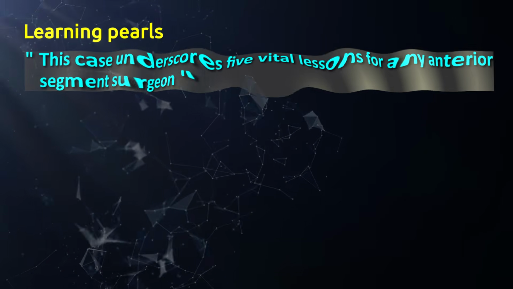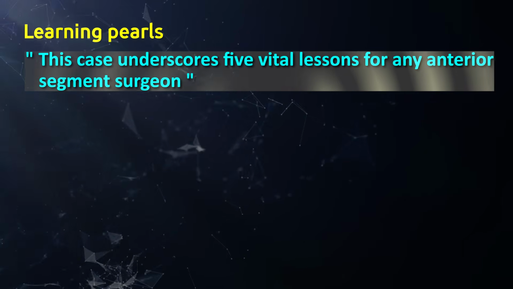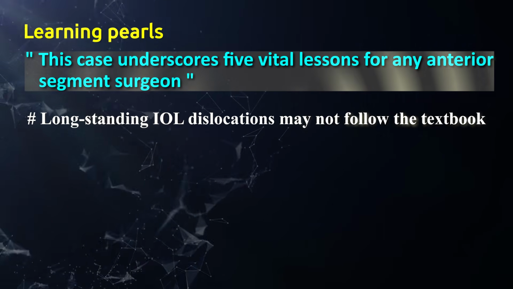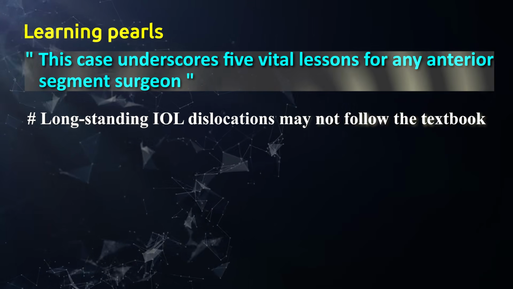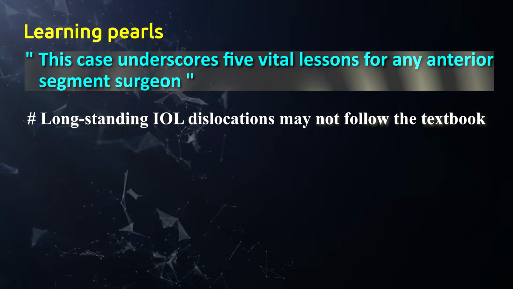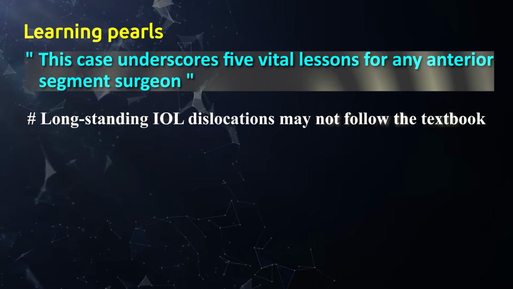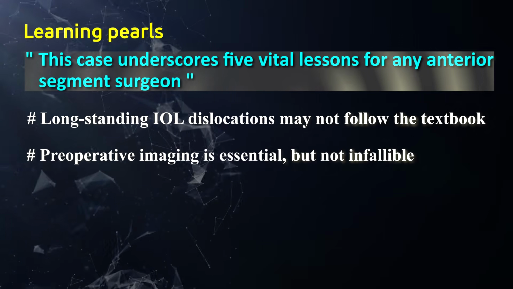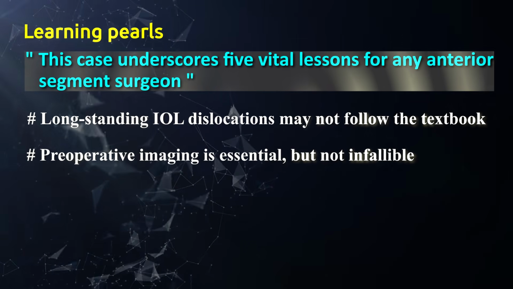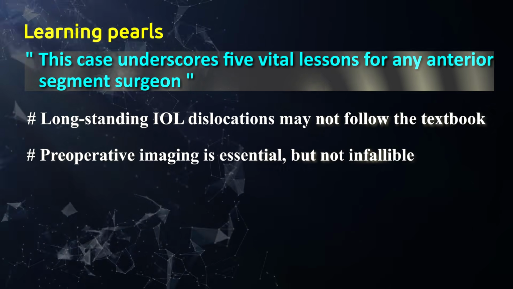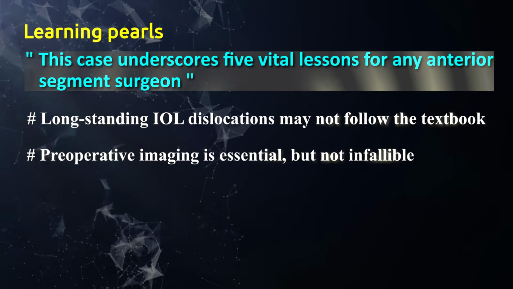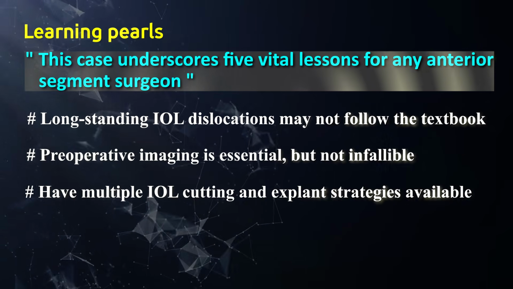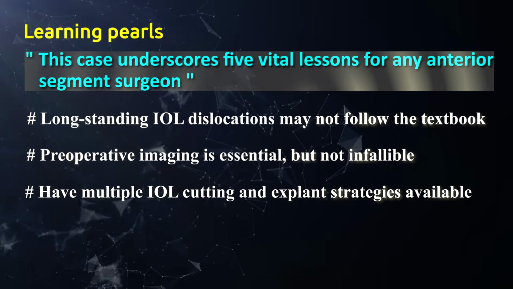This case underscores 5 vital lessons for any anterior segment surgeon. Long-standing IOL dislocations may not follow the expected course and may end up with fibrotic tissue development even in quiescent cases. Preoperative imaging is essential but not infallible. UBM or high-resolution anterior segment OCT may help, but prepare for surprises. Have multiple IOL cutting and explant strategies available. Don't rely on a single technique.